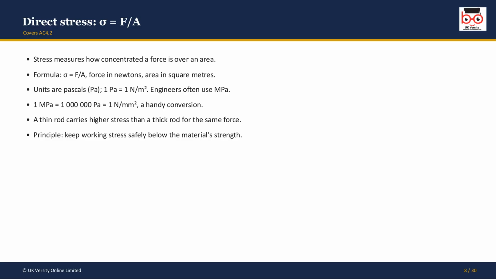Let's look at direct stress. Stress measures how concentrated a force is over the area carrying it, and it's simply force divided by area, with force in newtons and area in square meters. The unit is the pascal, where 1 pascal is 1 newton per square meter, though in practice engineers often work in megapascals. A handy fact is that 1 megapascal equals 1 newton per square millimeter. The lesson is intuitive. A thin rod carries a higher stress than a thick one under the same force, and the principle is always to keep the working stress safely below the material's strength.